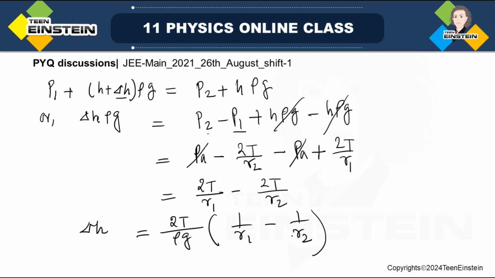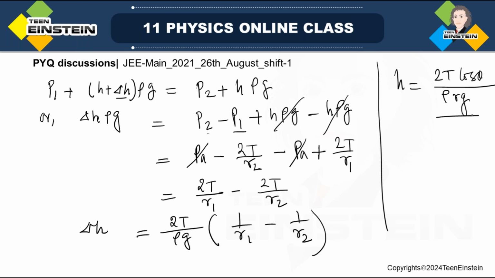This is what I had done earlier also, directly from the concept. If you know the formula, H is equal to 2T cos theta divided by rho R G, you can go for that. From this formula I got the level difference. So I have got the same formula here also.